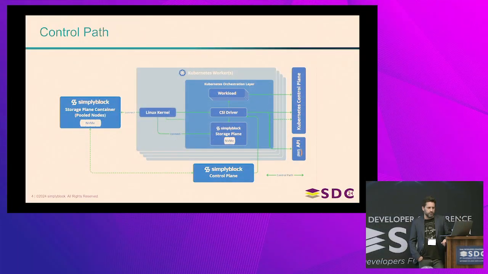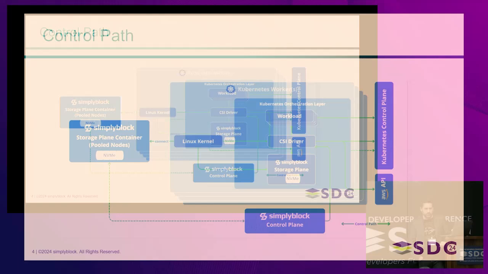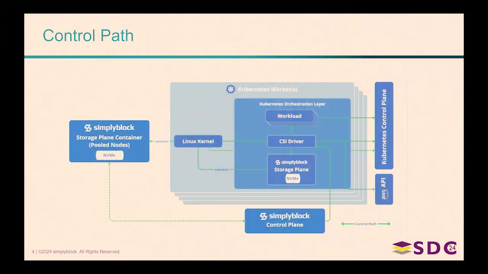So control path. Let's start with that one. As I said, it's focused around Kubernetes. So typically, the Kubernetes workload would issue the request, the persistent volume claim, or resizing, or snapshotting, or cloning request to the Kubernetes control plane, from where it goes into our CSI drivers. There's a control part that communicates with our control plane. It does all the provisioning and volume lifecycle management there.